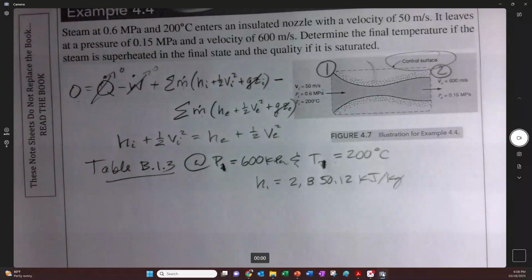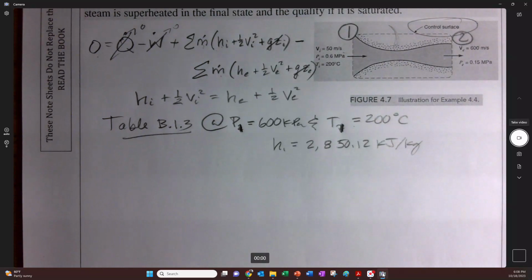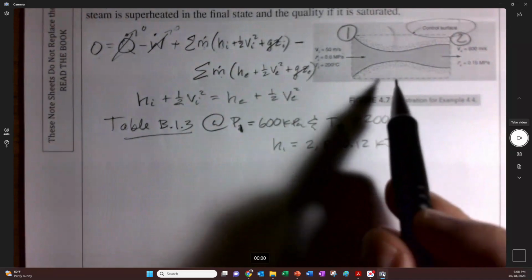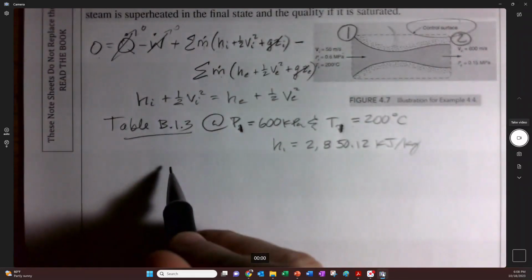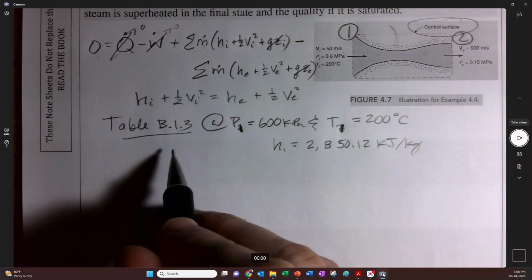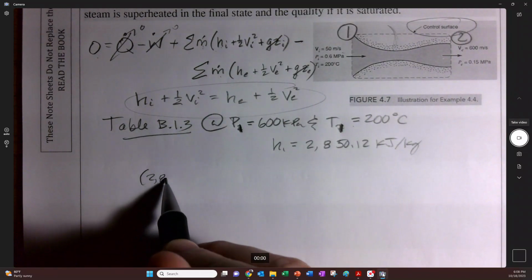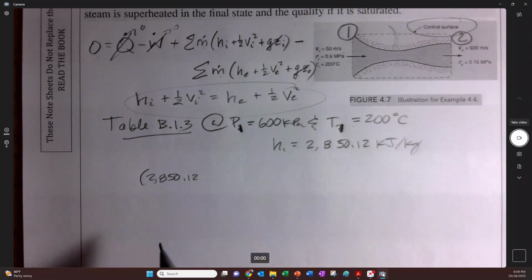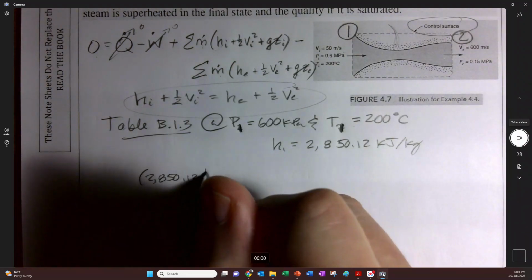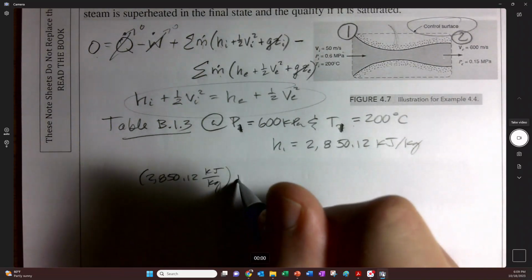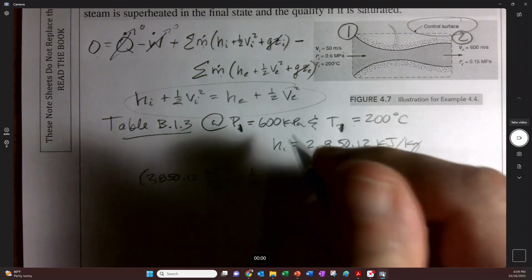It's tough sometimes. It's a hard road to go down. All right, so we can actually figure this out. I think we can get what the enthalpy is going to be coming out of this thing. So we go here. This is the equation right here. We go 2,850.12, and notice these are kilojoules per kilogram. I'm going to pay attention to my units because it's going to matter here in about 1 second.